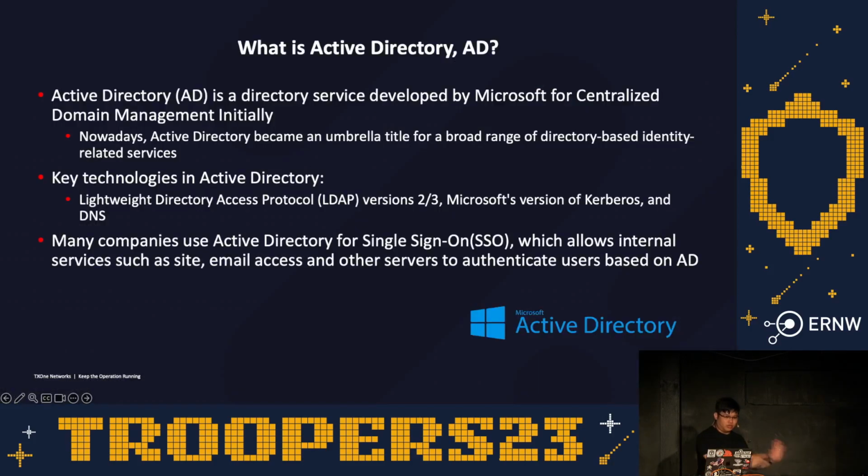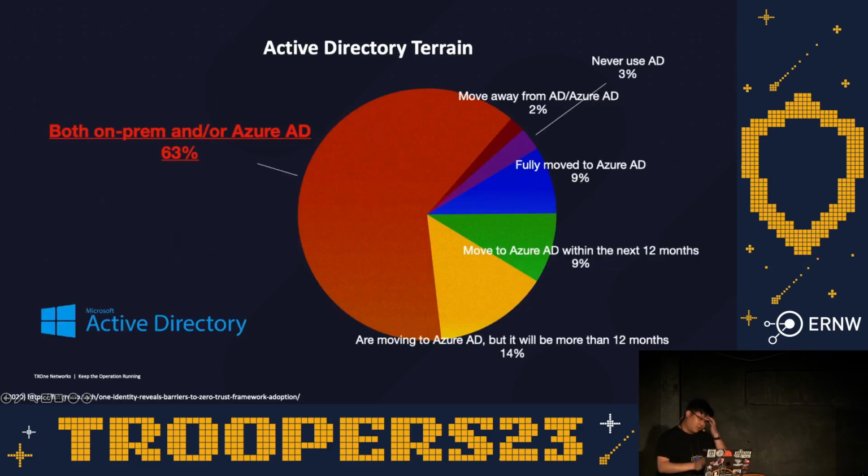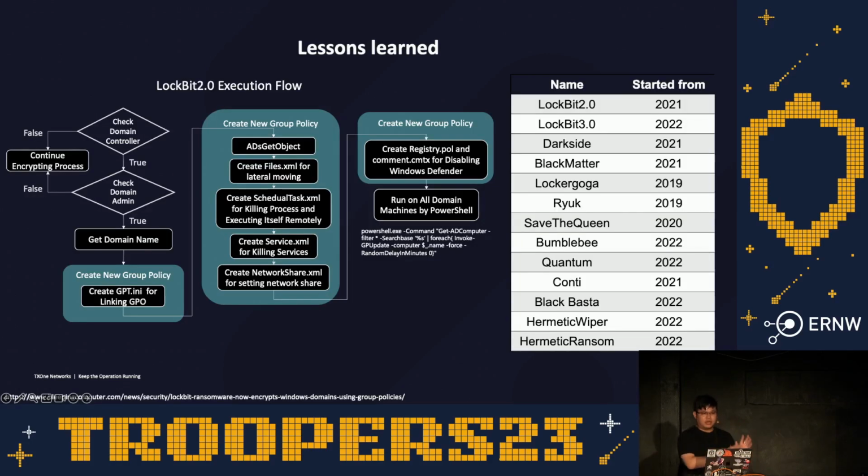First, we already know Active Directory has key components: LDAP, Microsoft Kerberos, and DNS. Still, many people ask me how many enterprises use Active Directory. Here is a reference analysis: over 90% of enterprises use Active Directory at this moment. And whether hybrid, on-prem, or only Azure, they use AD in their environment. Defenders know that, and attackers also know that.